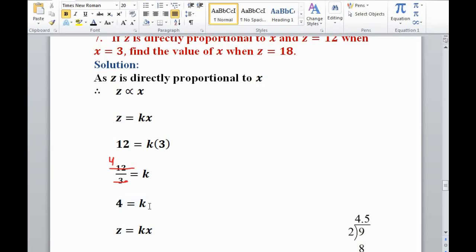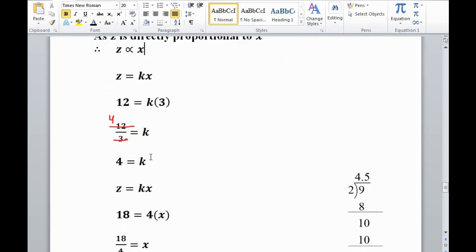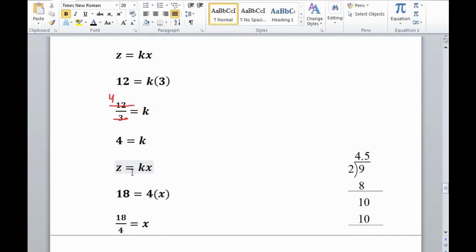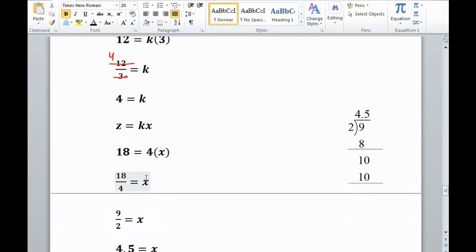Now after finding the value of k, we can find the value of x when z is equal to 18, which is the required condition of the question. So again, the same equation, z equals kx, I'm going to put the value of z, which is 18, and the value of k, which we have calculated, 4, in this equation. So the equation becomes 18 equals 4 multiplied by x. Since we are finding the value of x, let's take this 4 to the left side of the equation. Then this equation becomes 18 divided by 4 equals x.